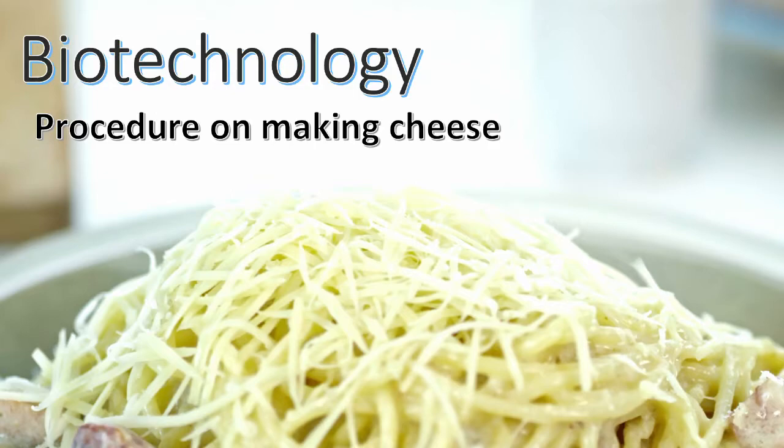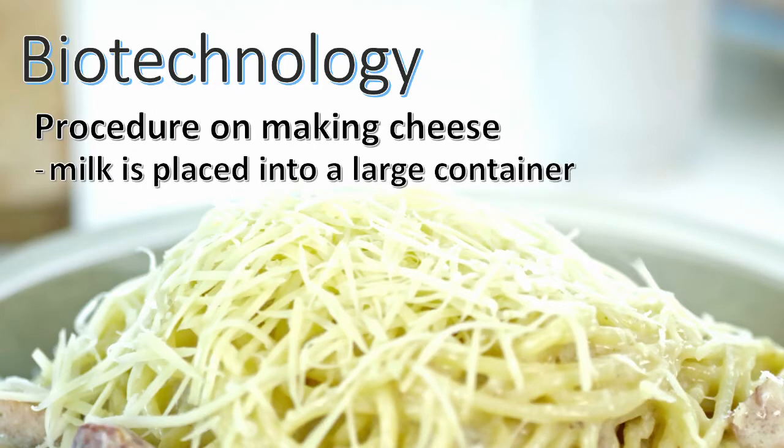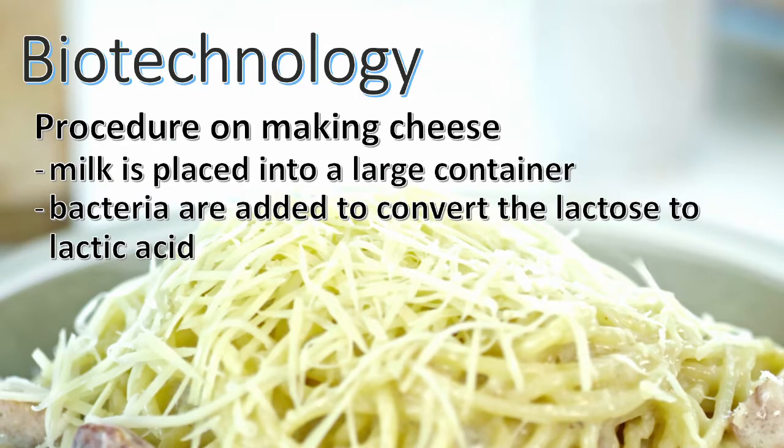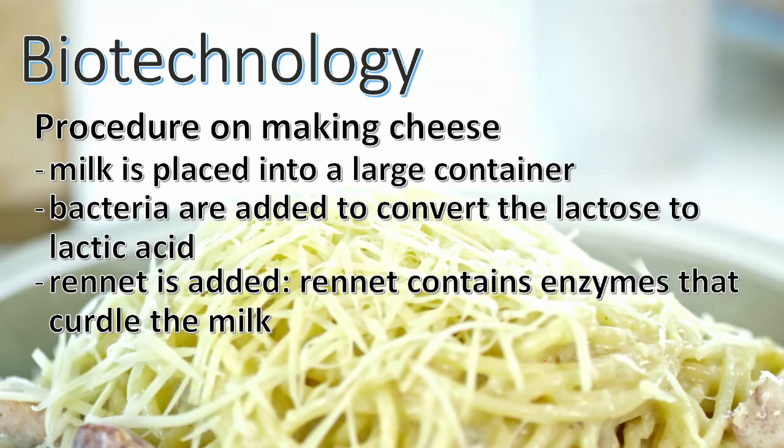The procedure for making cheese. First, milk is placed into a large container. Then bacteria are added to convert the lactose to lactic acid. This is the part where fermentation happens. Next, rennet is added. Rennet is very important for cheese making because it contains enzymes that curdle the milk.